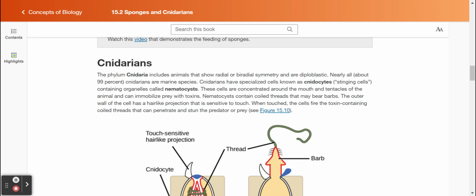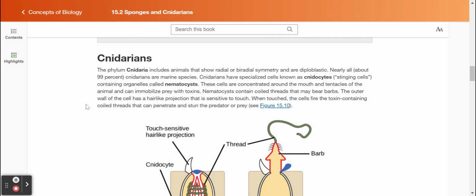Nematocysts contain coiled threads that may bear barbs. The outer wall of the cell has a hair-like projection that is sensitive to touch. When touched, the cells fire the toxin-containing coiled threads that can penetrate and stun the predator or prey.